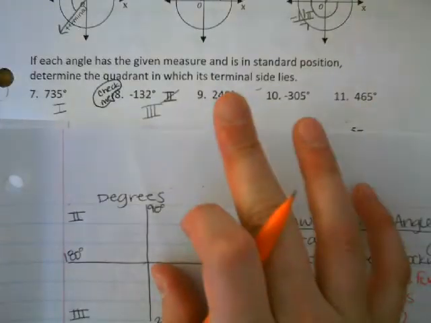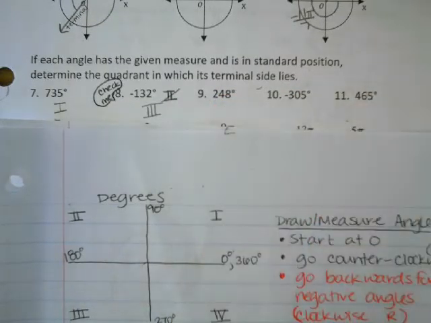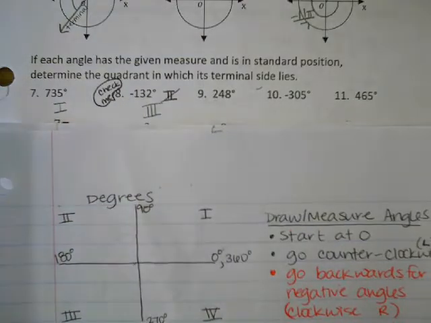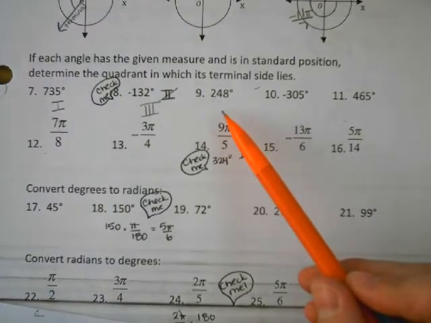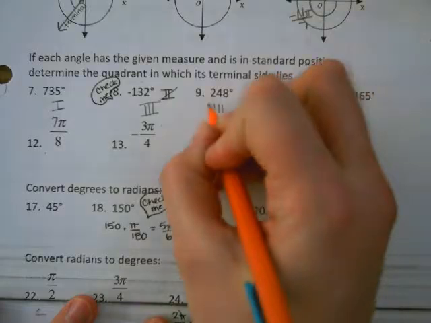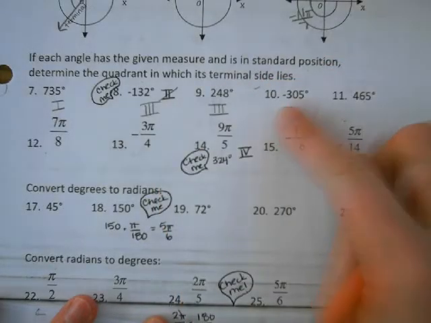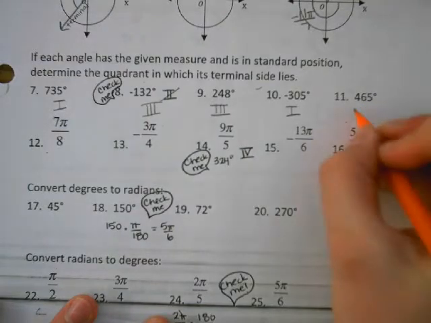Go ahead and work on these other three. You do not have to draw a sketch, but drawing a sketch might help if you're not sure where the angle is. So, what did we get for this one? Quadrant three. How about this one? Quadrant one. How about this one? Quadrant two.